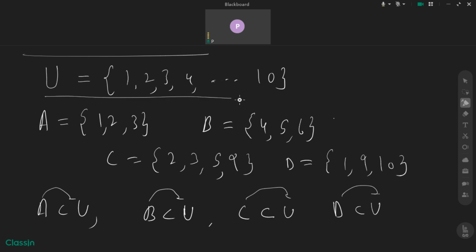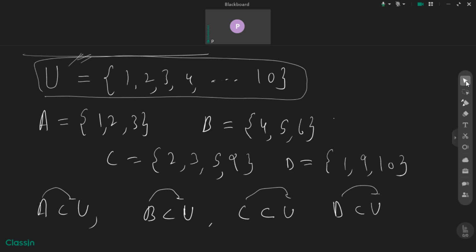So if we have more than one set, and they are all subsets of this same set, we call this set the universal set, and they are all its subsets. So if a set has more than one subset, then we call that set the universal set. So here U is the universal set, while A, B, C, D are its subsets.